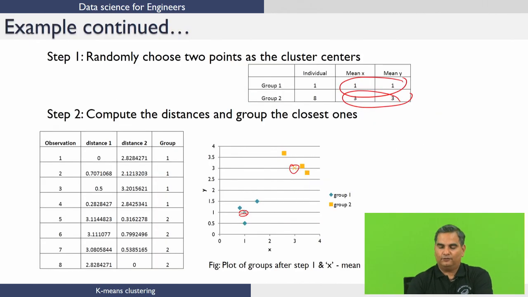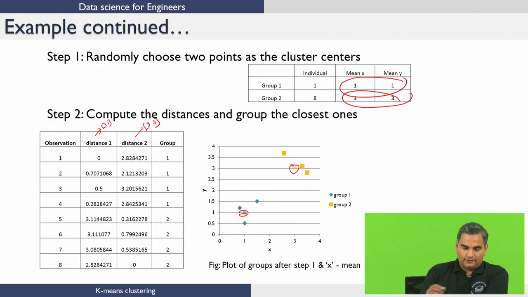Now that we have 2 cluster centers, this is what the algorithm does. It finds, for every data point in our database, the distance of that data point from each one of these cluster centers. So, in this table we have distance 1, which is the distance from the point 1, 1, and we have distance 2, which is the distance from the point 3, 3.